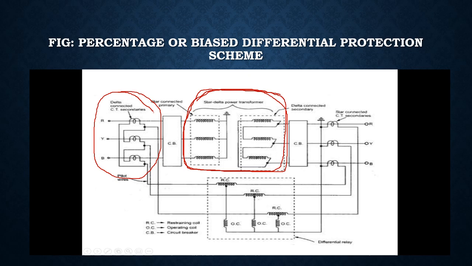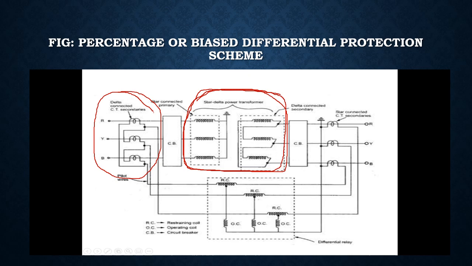Similarly, when the secondary circuit is connected in delta, the CTs placed on the secondary side should be in star. So here the considered power transformer is a star delta power transformer. In a star delta power transformer, the CTs are connected in delta star as shown in the figure. Why are we connecting the CTs like this? In order to compensate the phase difference between the primary and secondary currents of the transformer.